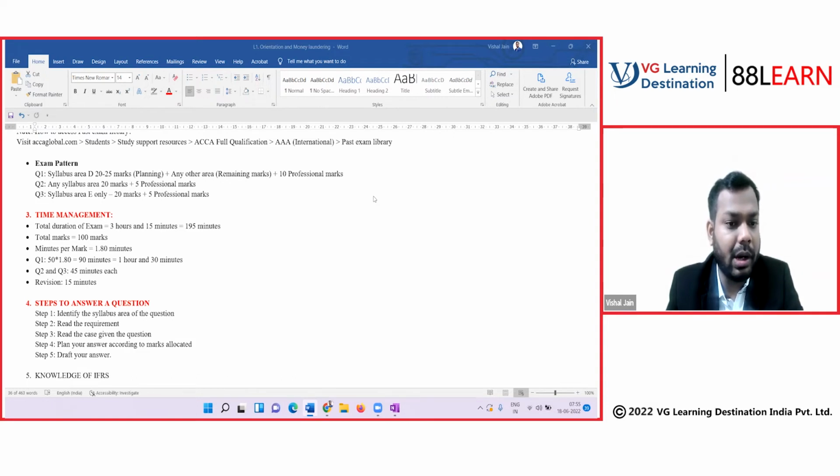Okay, Siddhant, sir, can we have the PDF study and revision kit? I think VGLD team would have given you the ebook, right? If not, then please request. They'll definitely issue it. Okay.